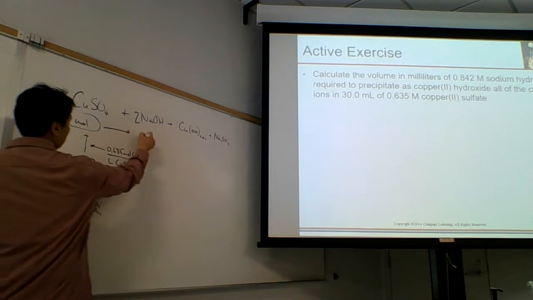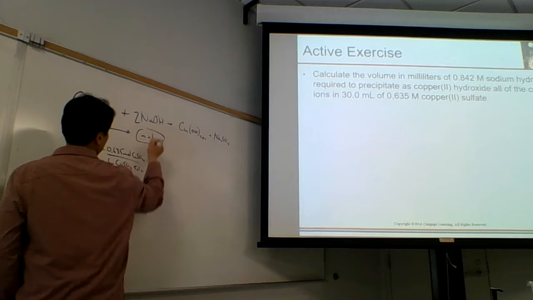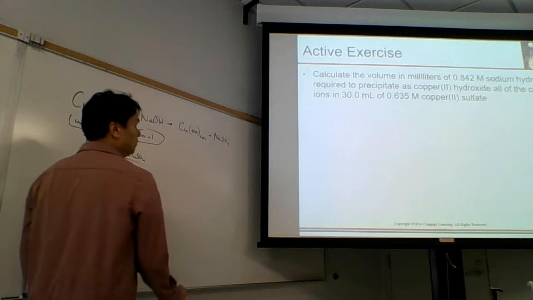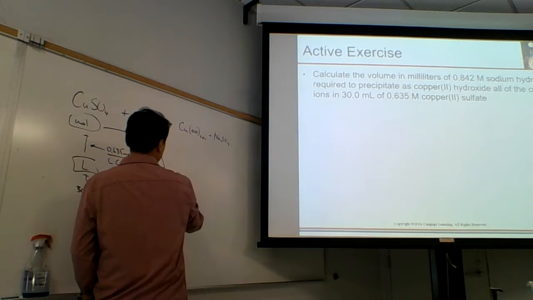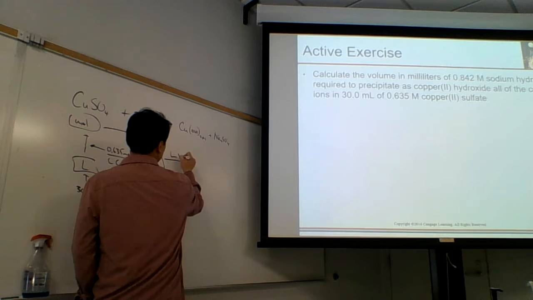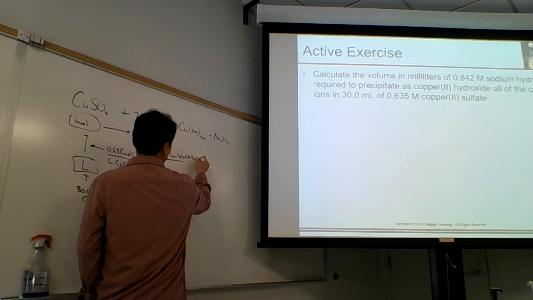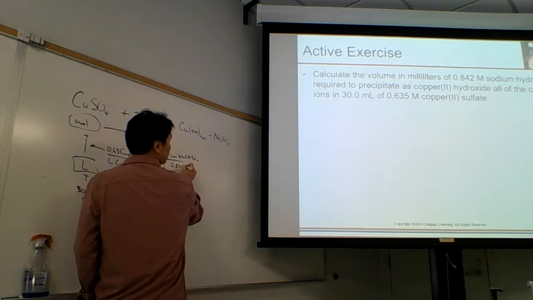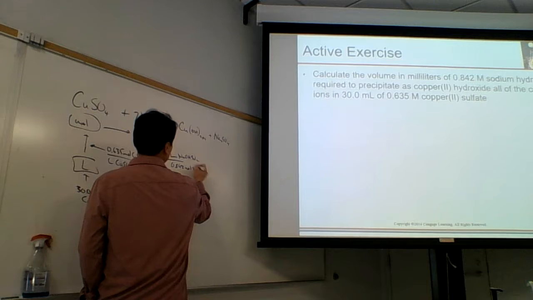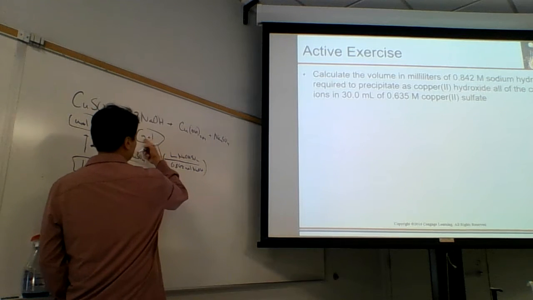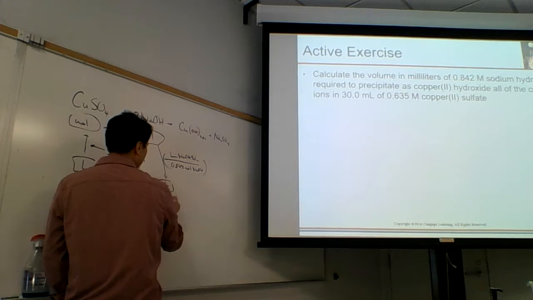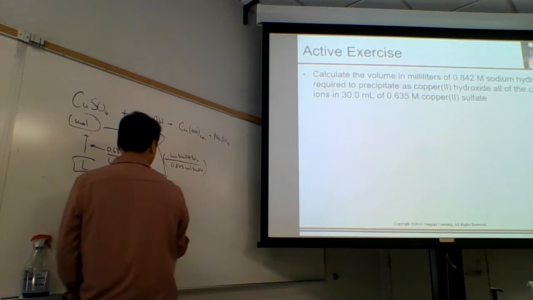And then we'll do a mole-to-mole conversion here. And then we're going to go to volume. We know the molarity of the sodium hydroxide. For every liter of sodium hydroxide solution, we're going to have 0.842 moles of pure sodium hydroxide. And so we're going to flip over the molarity. So we'll go from moles to liters, and then from liters to milliliters.